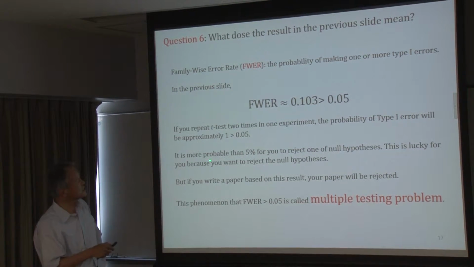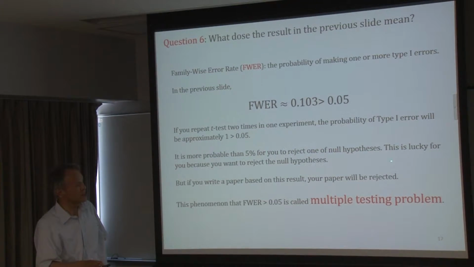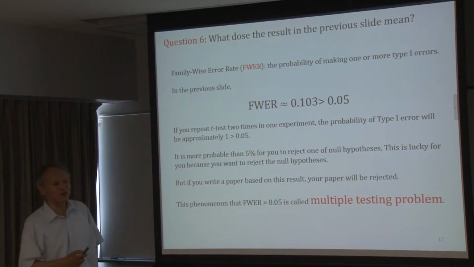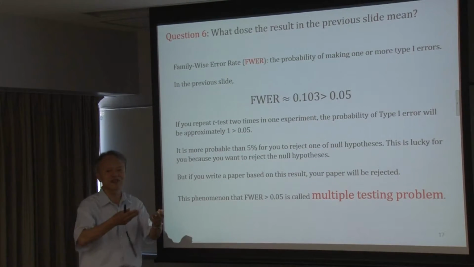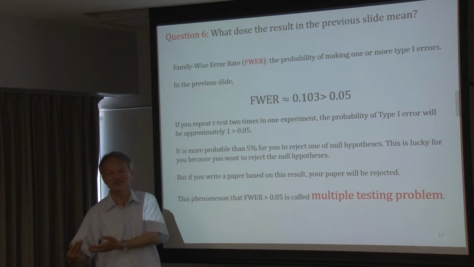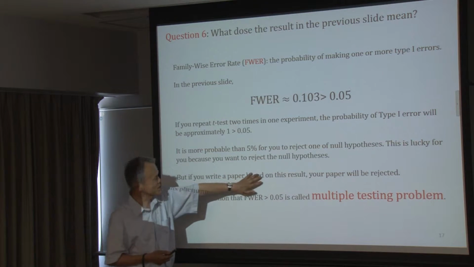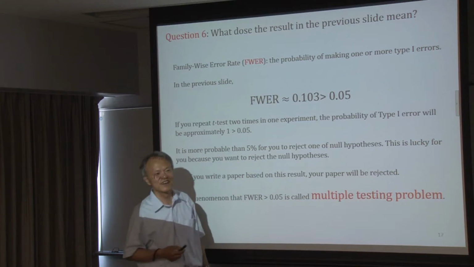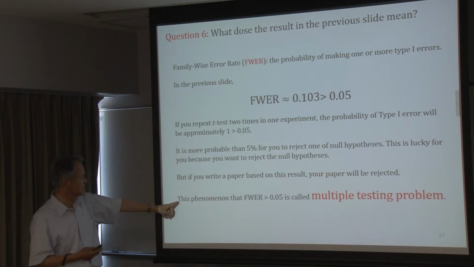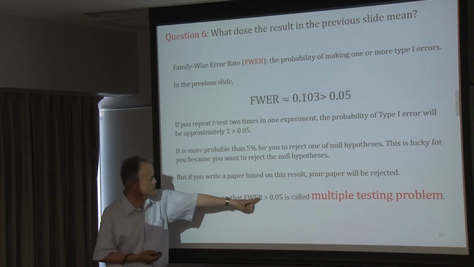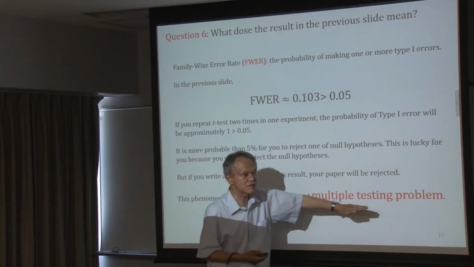So it is more probable than 5% for you to reject one of the null hypotheses. This is lucky for you, because you want to reject one of those hypotheses. You want to prove that your method is better than the conventional one. But if you write a paper based on this result, your paper will be rejected. Be careful about the multiple comparison problem. This phenomenon that FWER is larger than 0.05 is called the multiple testing problem.